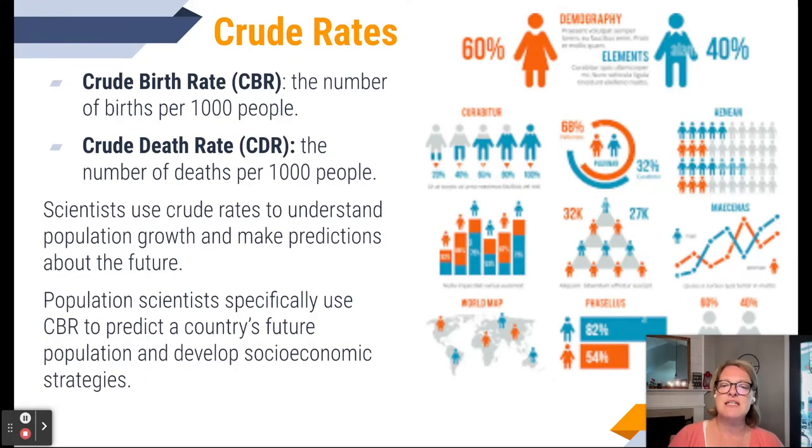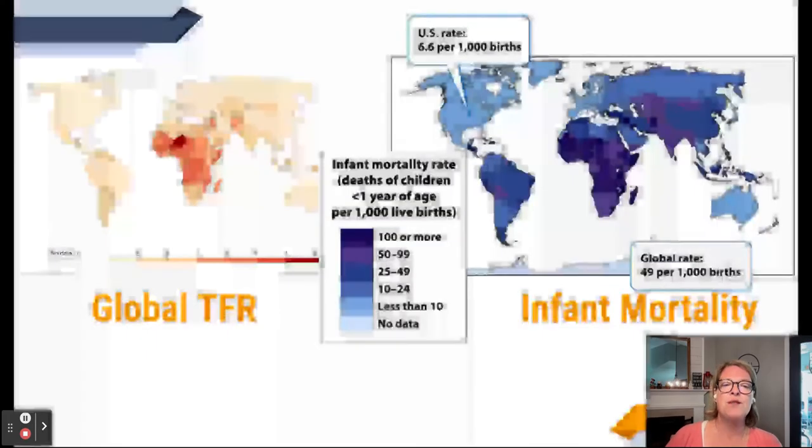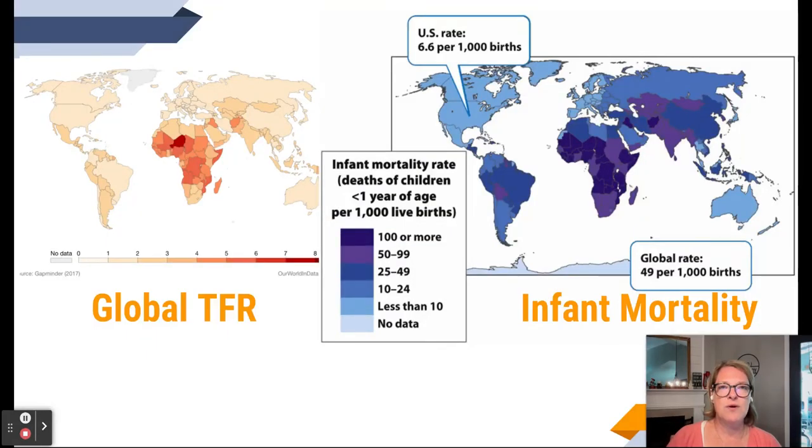All right, population scientists specifically use that crude birth rate to predict a country's future population. And then from that, they can develop those socioeconomic strategies. We talked about that being true with those population age structure diagrams. They also use crude birth rate to help give a complete picture of what types of resources a country might need. Okay, so those are very important numbers, and we will do some calculations based on crude birth rates and crude death rates.